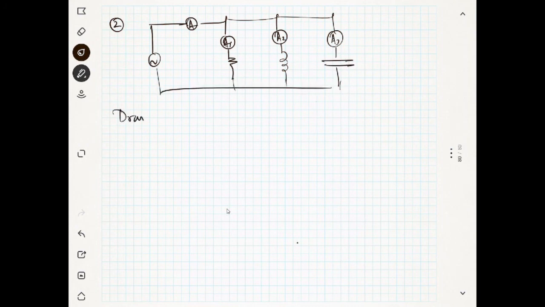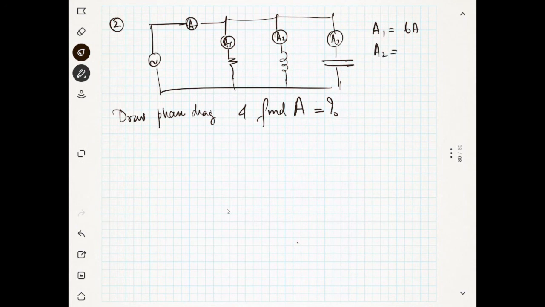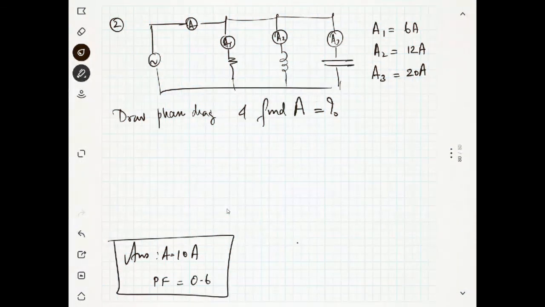So you have to draw the phasor diagram and find A. That is the question. A1 I will give you: A1 is 6 ampere, A2 is 12 ampere, and A3 is 20 ampere. I think you can do it. You can check the answer: A is 10 ampere, and the power factor you will get is 0.6. You check this. I am not going to do this. This is a homework actually.